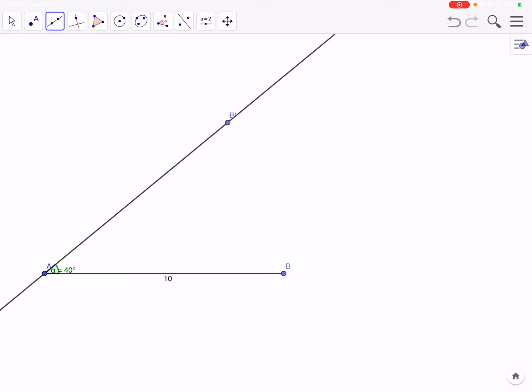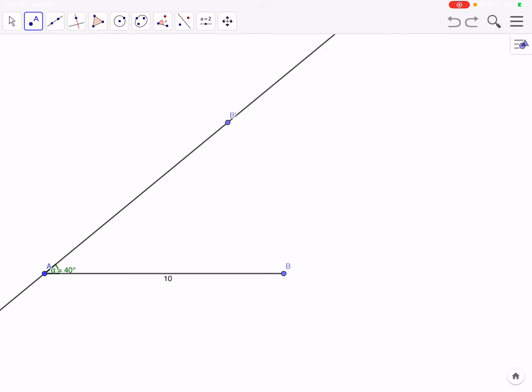Now, here's the thing. If I put a point on this line, I don't care where it is, right? Every single one of these spots, wouldn't that still use that 40-degree angle? Now, it can't be over here because that would be the 140 side. We don't want the 140 side. We want the 40 side anywhere. It could go forever. It could be super close. It could be super far. I don't care where it is, right? All of those spots would use that 40-degree angle.